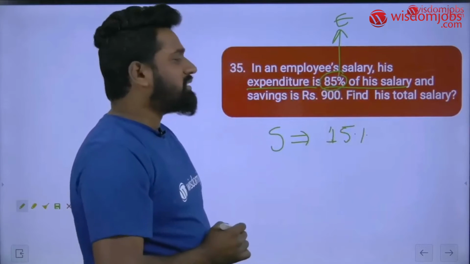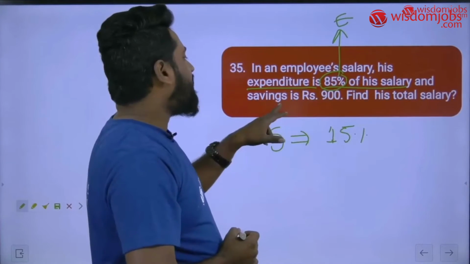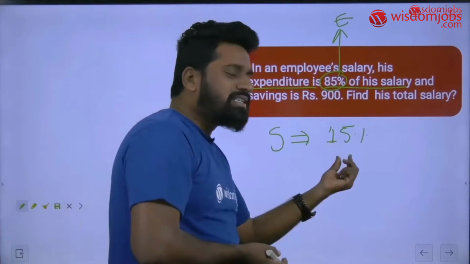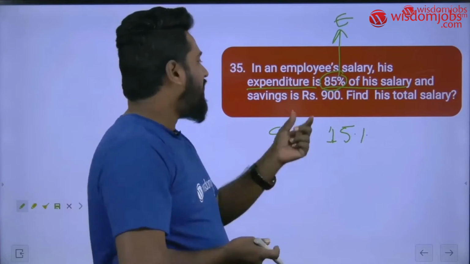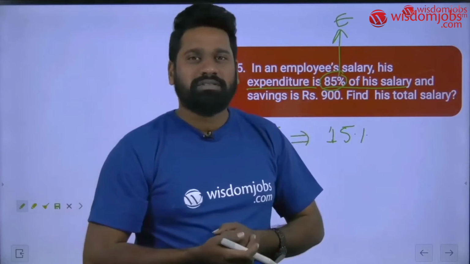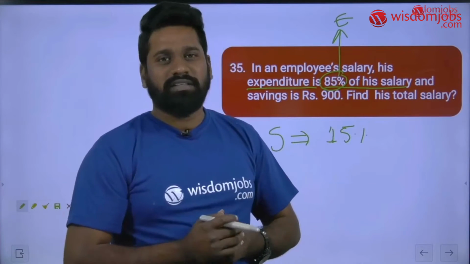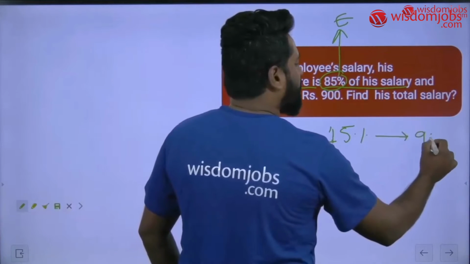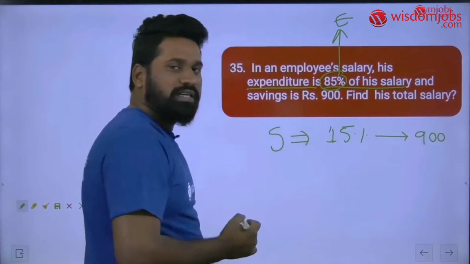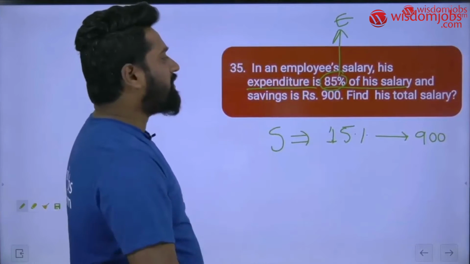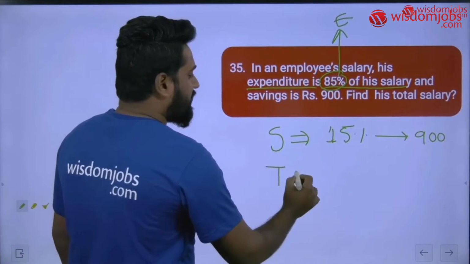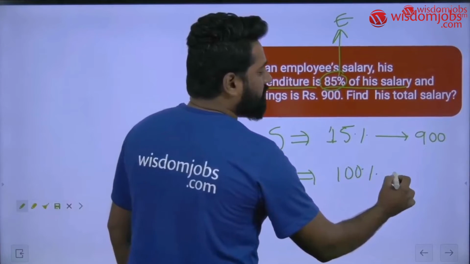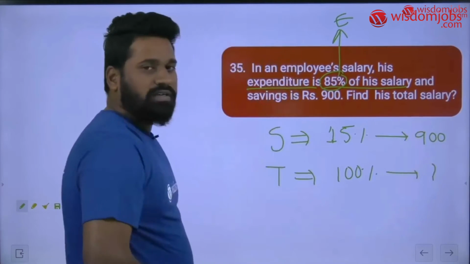And one more thing is also given, savings is 900 rupees. That means this is in terms of percentage and this is in terms of rupees, but both indicate savings only. That is why I am equating this 15% to 900 rupees. Is it clear, all of you? Right? So now we have to find the total salary. Total salary is the same as 100%.